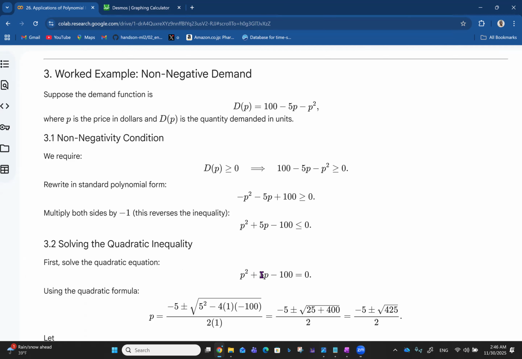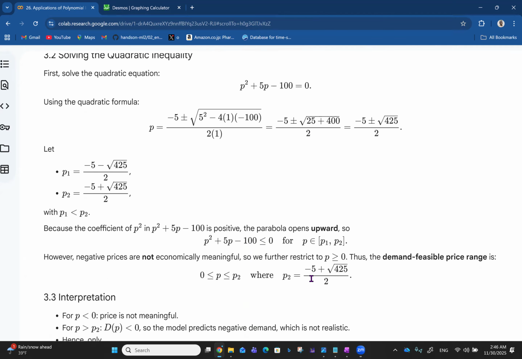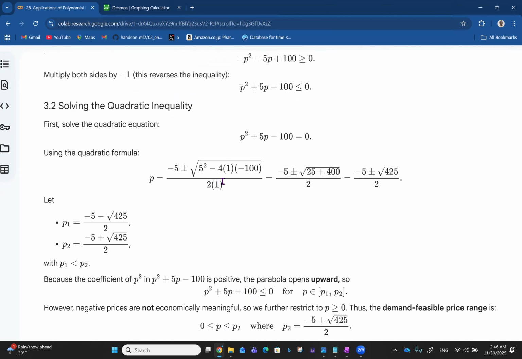First, solve the quadratic equation, P squared plus 5P minus 100 equals 0, using the quadratic formula. A is 1, B is 5, C is minus 100. So minus B, that's minus 5, plus or minus the square root of B squared, that's 5 squared, minus 4 times A times C, where C is minus 100, all over 2A, by the way, 2 times 1. So minus 5 plus or minus the square root of 25 plus 100, that's minus 5 plus or minus the square root of 425, over 2. So P1 is minus 5 minus the square root of 425 over 2, and P2 is minus 5 plus the square root of 425 over 2.